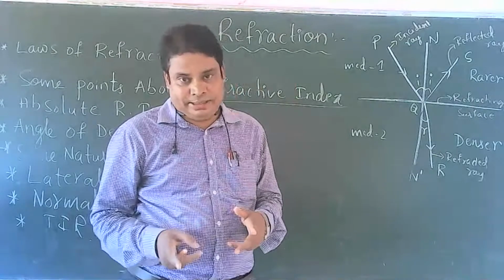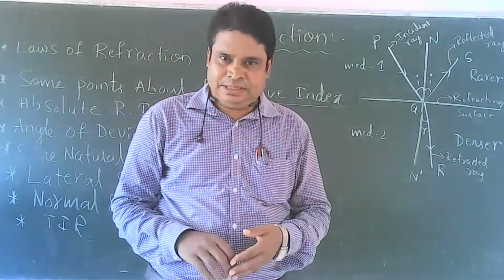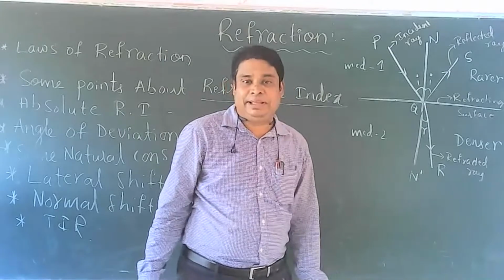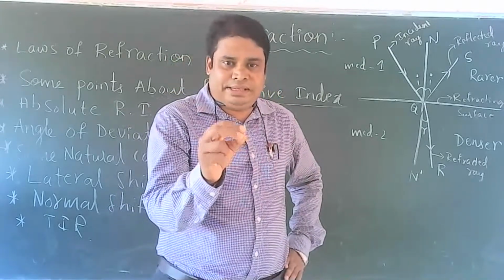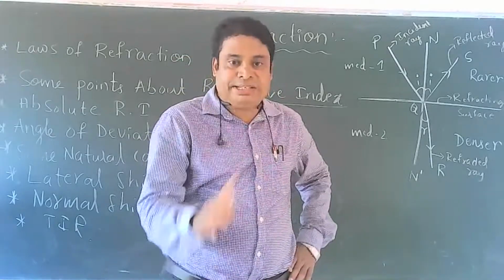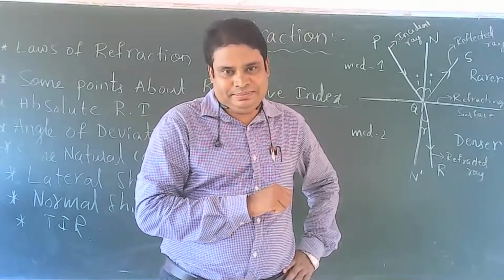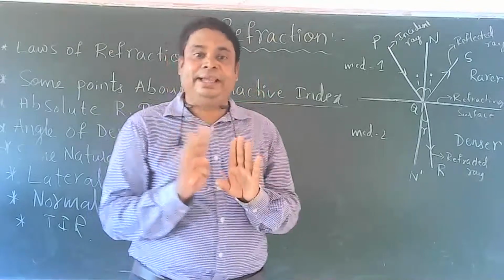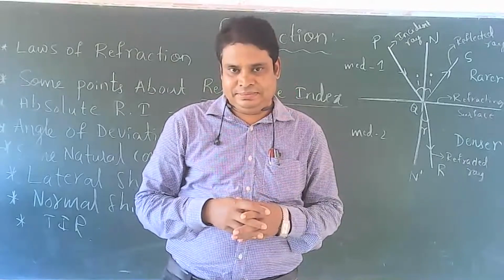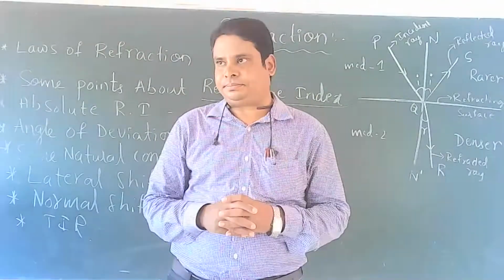What is the difference between mass density and optical density? Mass density is given by mass by volume. Whereas optically denser medium is determined by the speed of light, the velocity of light. It's calculated by the ratio of velocity of light in the given two media. Remember, optical density is definitely different from mass density. There is a difference between mass density and optical density.